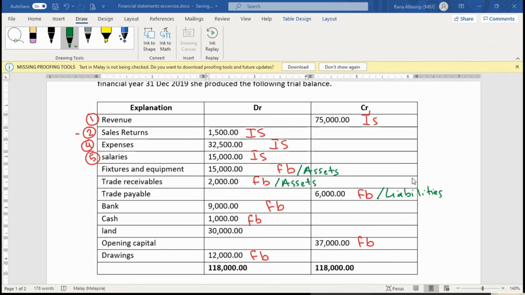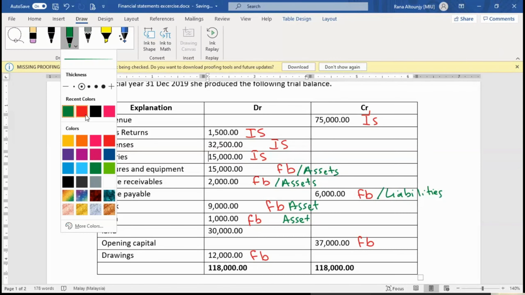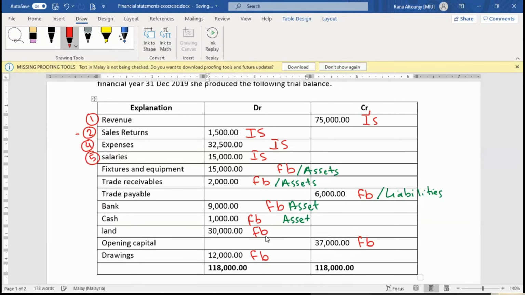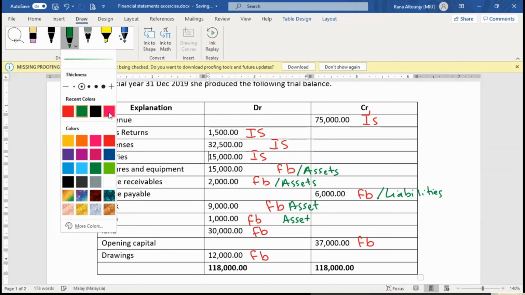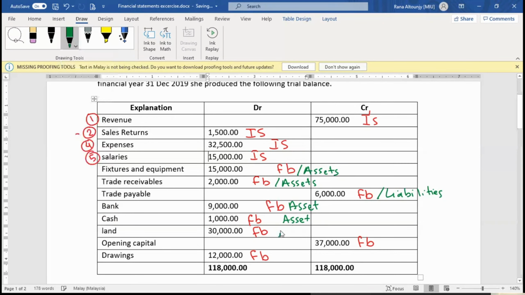Yes, it's an asset. Bank is an asset. Cash is an asset. Also, the land is in the financial position, but I forgot to ask about it. It goes to the financial position statement and is under assets.